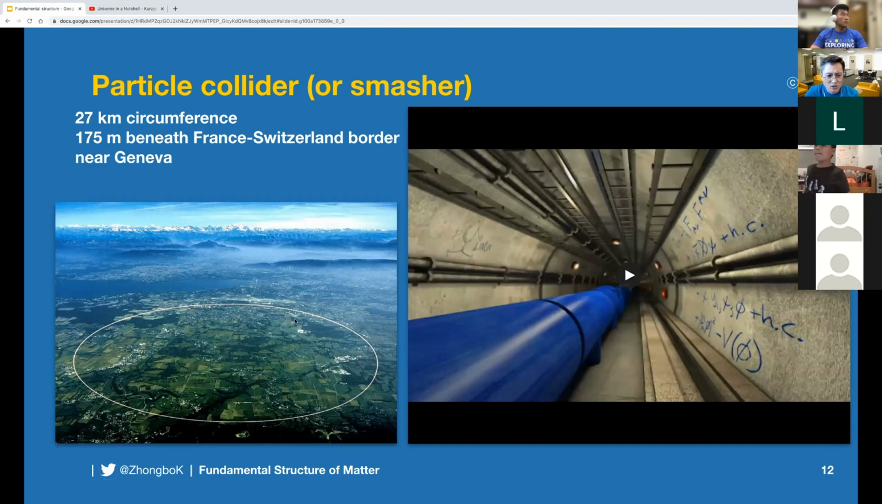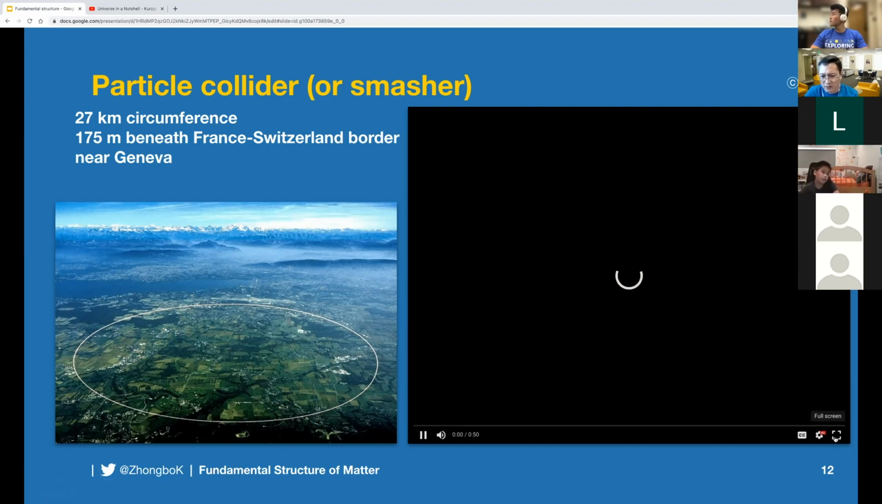This is a very interesting one. The largest one is at CERN. The circumference of this collider is 27 kilometers. It's down beneath, about 175 meters beneath the France and Switzerland border near Geneva. Okay, these are the interesting collisions you will be able to see.